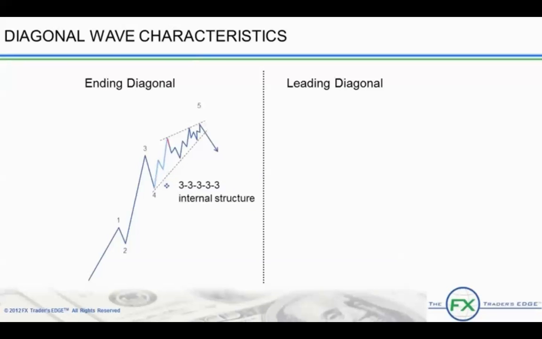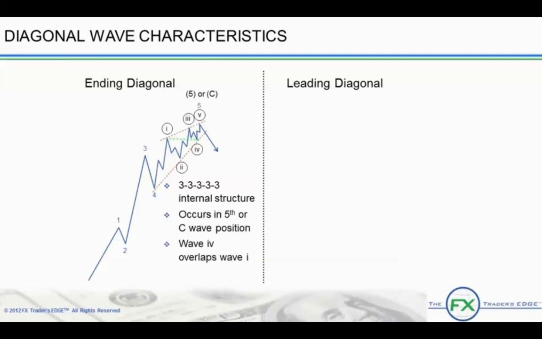The internal structure of an ending diagonal is comprised of all 3 wave or corrective patterns. That means that all of the waves of the 5th wave subdivide into 3 waves. Ending diagonals occur in the 5th wave position or in the C position in the ABC correction. In ending diagonals, wave 4 overlaps wave 1.